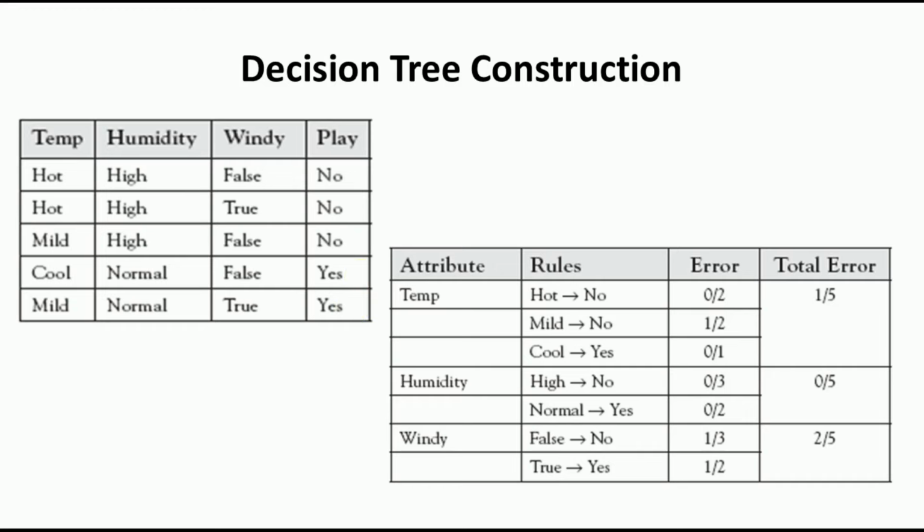If you take true is equivalent to yes, again we will get 1 more incorrect decision here. So total error in this case is 1 plus 1, 2 divided by 5. So if you look at this total error column, humidity is the best possibility here because it is giving you 0 error, or you can say the least error, and then we need to construct the left hand tree. So that we will do over here.